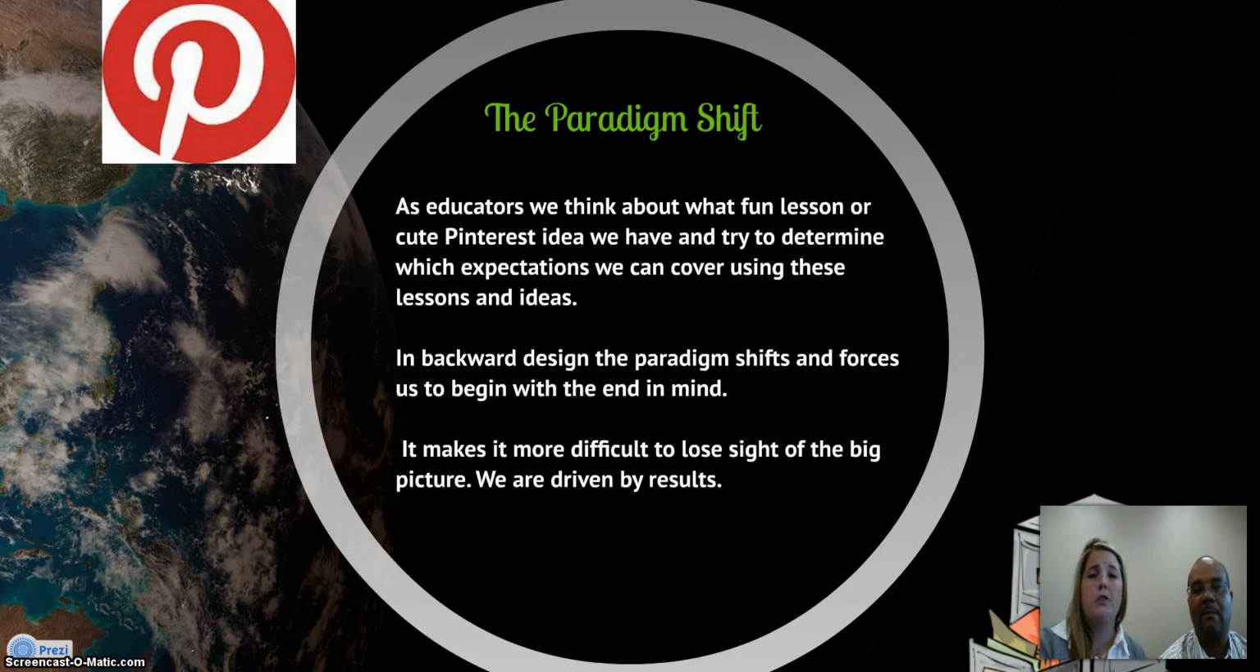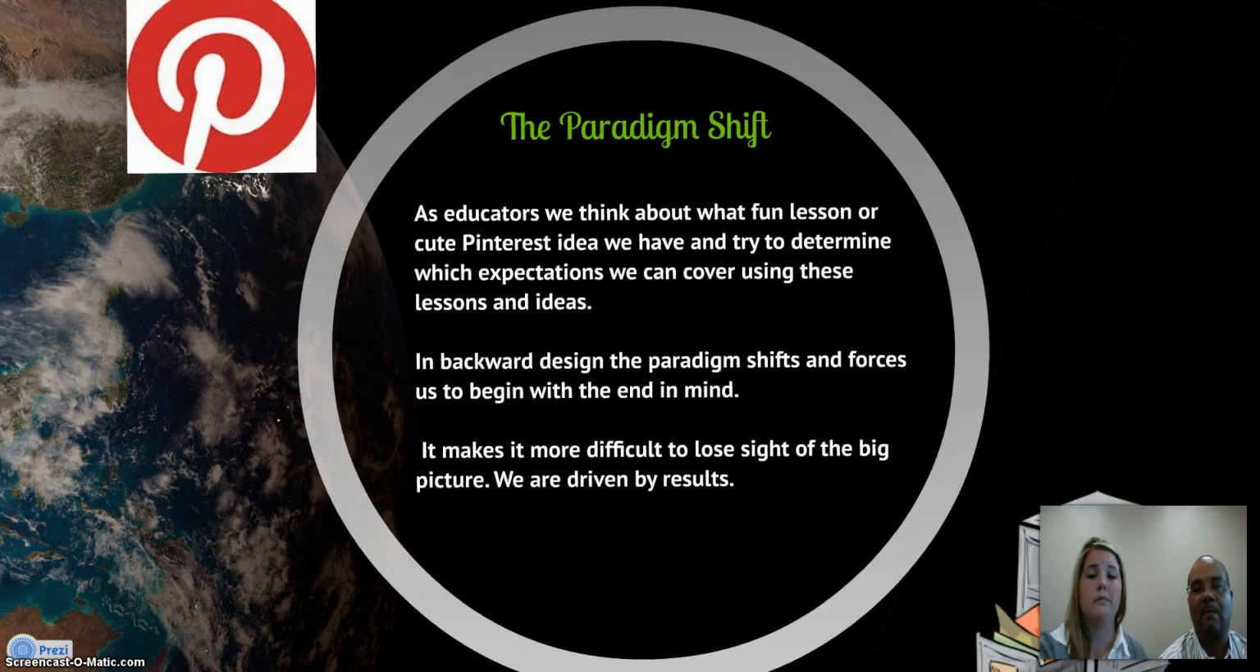There's a paradigm shift with how we plan and provide instruction to students. As educators, we often think about what fun lesson we've done or what idea we found on Pinterest, and we try to determine which expectation we can cover using these lessons and ideas. In backward design, the paradigm shifts and forces us to begin with the end in mind. It makes it more difficult to lose sight of the big picture when we are driven by results.